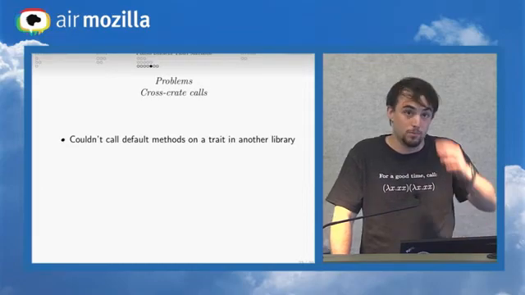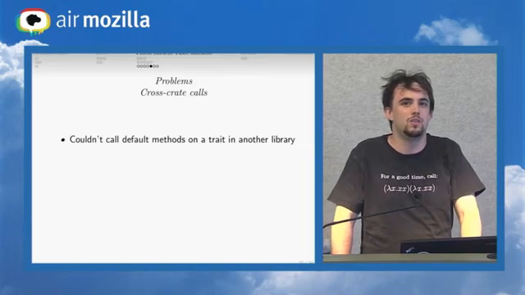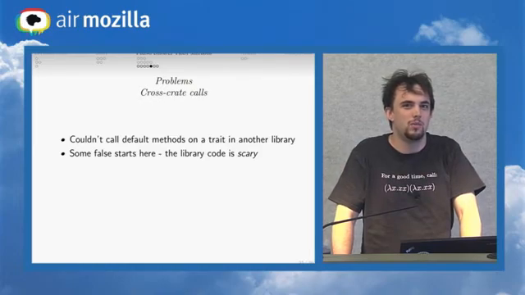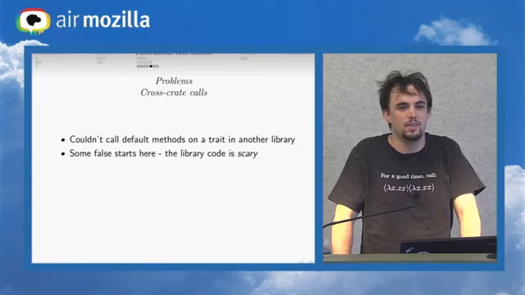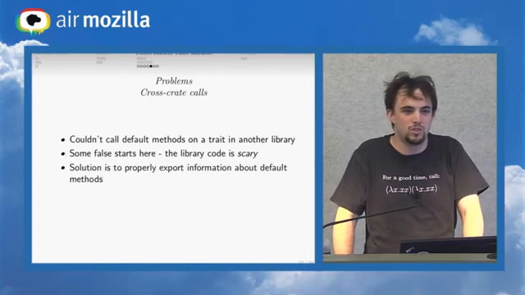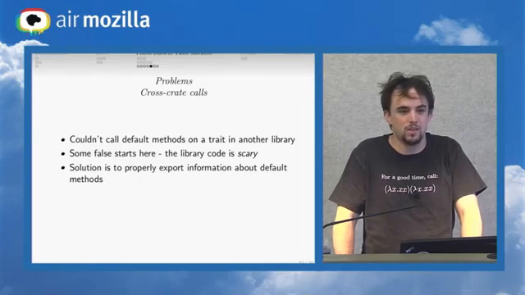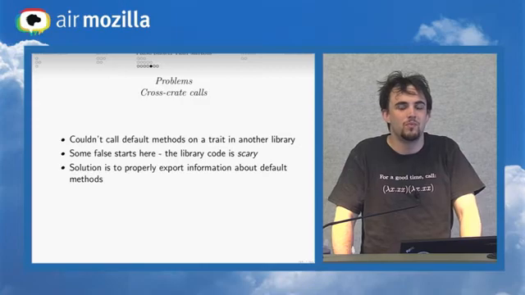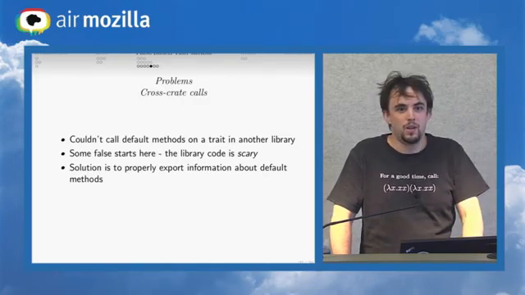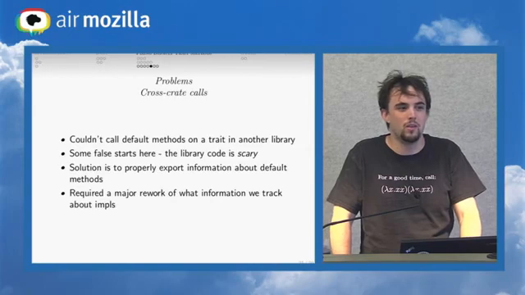Another problem is if you had a default method that was defined in a trait that was in another library, you couldn't call it. And I had a bunch of false starts here because the code for emitting data about what is in another library and reading it in is really scary code. It's just really awful stuff. It's an inherently annoying problem, but our code is about 10 times worse than the problem is. And the solution is to properly export the information. But that's a huge pain because all of our code for exporting information about libraries is awful. And it also required a pretty big rework of all of the data structures involving the type class system.